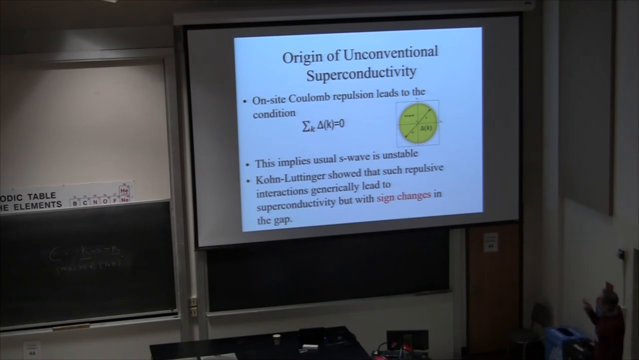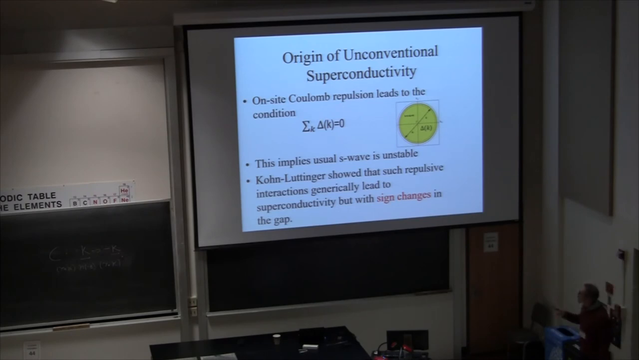And you can show actually that if you have a very strong onsite Coulomb repulsion, and I won't go into details, you can treat this Coulomb repulsion as a mean field theory term. You can calculate the energy it contributes to superconductivity, and if you make this Coulomb repulsion infinitely large, it's only a positive energy, which is positive infinite, and that gives you a constraint on the superconducting wave function. In particular, the sum over all k, delta of k must be zero. And that's what Coulomb repulsion tells you.